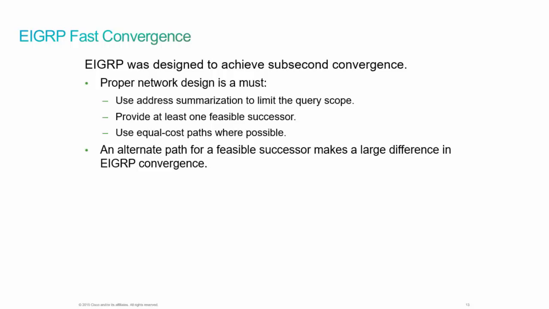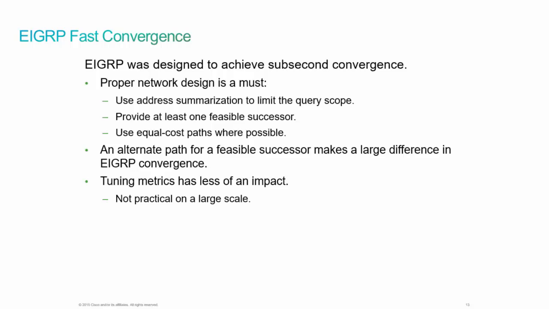Now, other methods that some will use is tuning the metrics so that they can achieve that equal cost load balancing, customizing metrics on a per interface basis. Remember, EIGRP uses a composite metric of bandwidth and delay by default, also uses reliability and load. But when we tune the metrics, it really has less of an impact than it would if we just simply use address summarization, limit the scope of our queries, equal cost paths, and making sure that we have a feasible successor. So when we have a really big network, it's not really practical to go in and tune the metrics on each interface. It really just doesn't make a whole lot of sense.